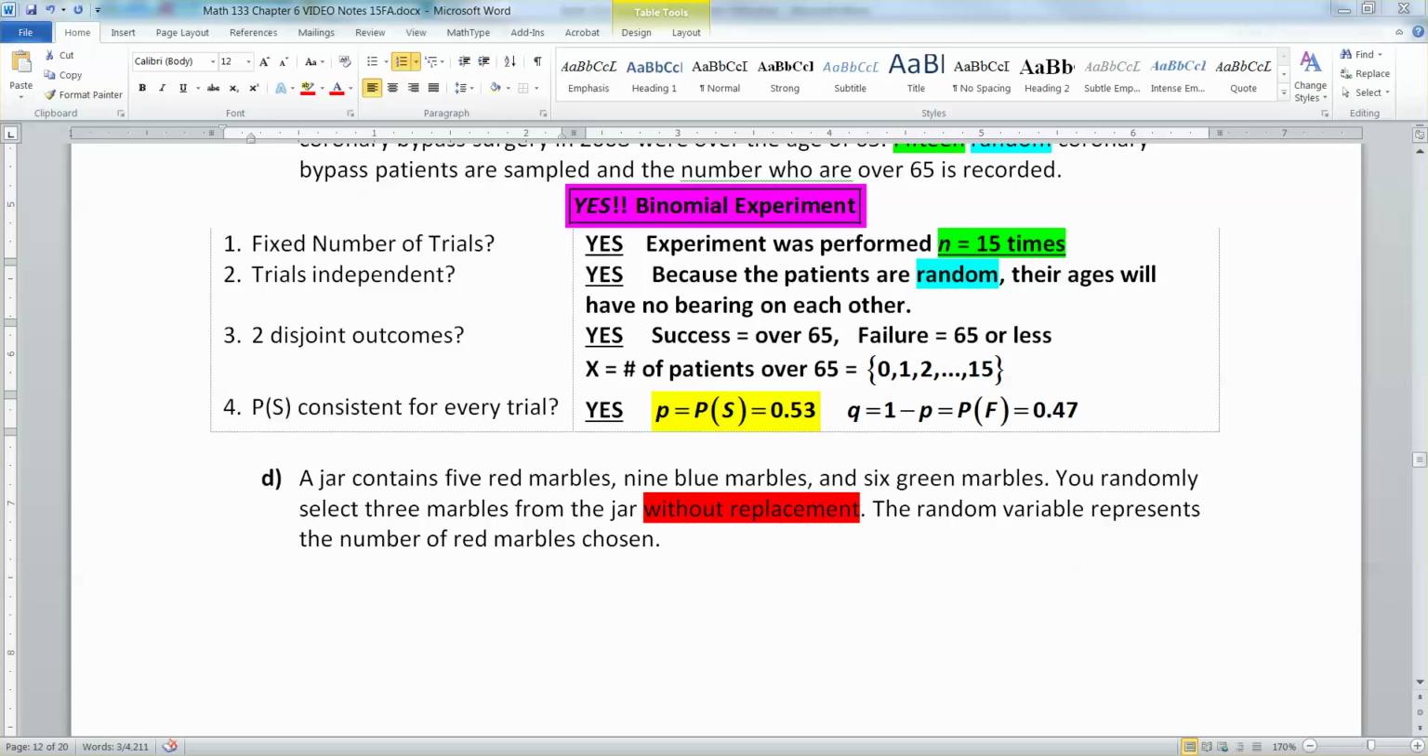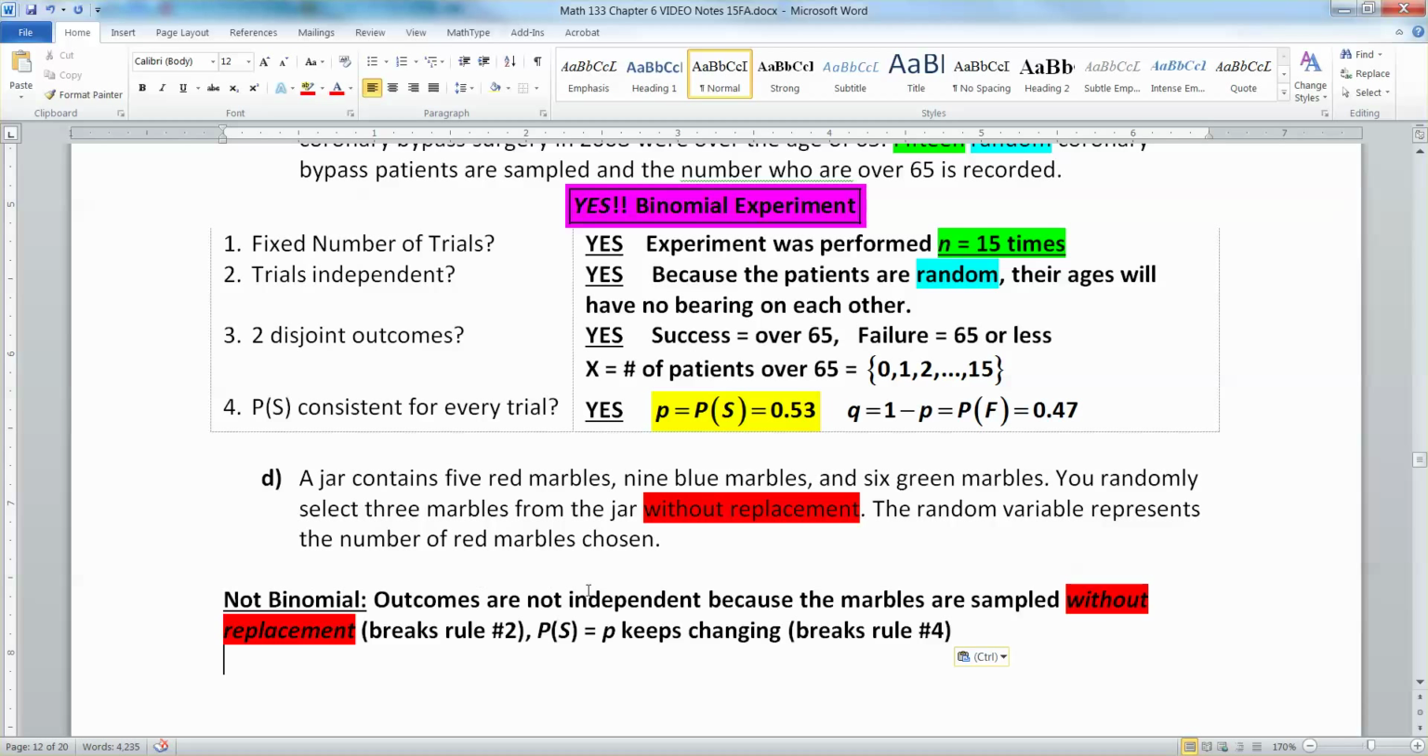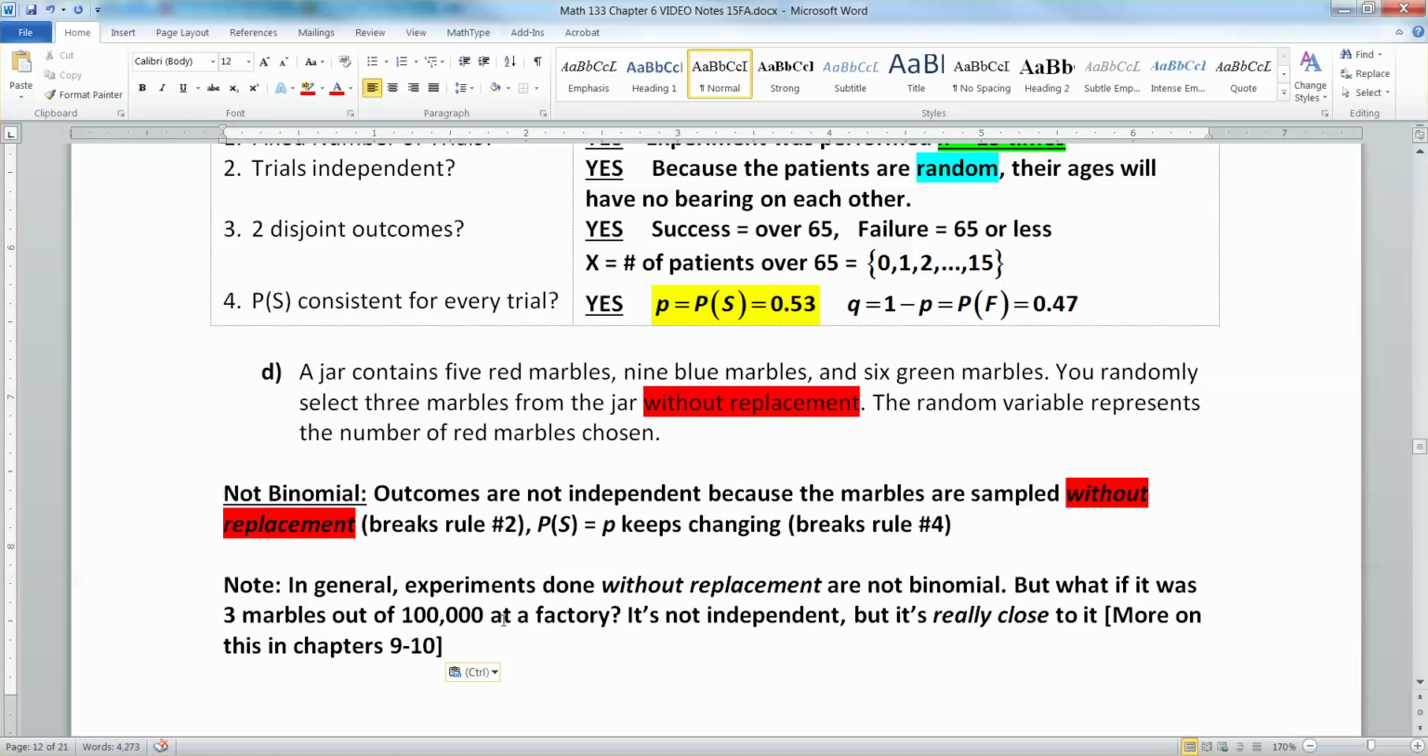Right? When you lose independence, it actually makes it so you break rule number 2 and number 4 at the same time. Because your trials are not independent, and then your probability of success is going to keep changing, because those two things go hand in hand, right? In general, if trials are done without replacement, that's going to mean that you do not have independence, right? Without replacement, that phrase right there gets us into lots of trouble. Now, if trials are done without replacement, it's not binomial. But there's a very big but.